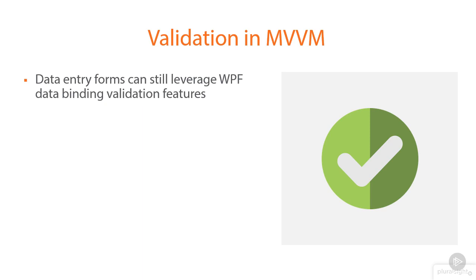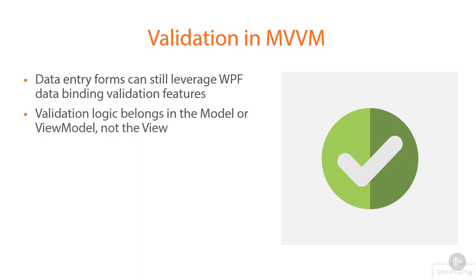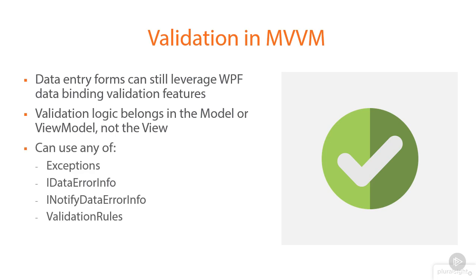The only thing to keep in mind is that the logic that supports your validation and defines what rules exist for what properties should be part of the model or the view model, not the view itself. You can still use all of the ways of expressing validation that are supported by WPF data binding, including throwing exceptions when a property is set, implementing the IDataErrorInfo interface, implementing INotifyDataErrorInfo, or using WPF validation rules.